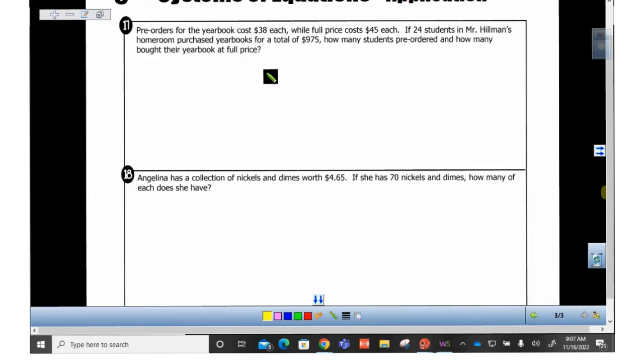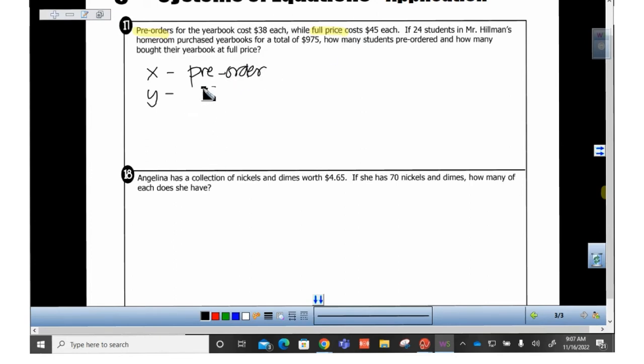Okay, so we need to define our variables and represent them with X and Y. The variables are the pre-order and full price yearbooks, so we're going to use X and Y. X represents the pre-orders. We follow the order of appearance. Since pre-order appears first in the question, that is our X, and the full price will be our Y. Okay. Now from here, let's write our equation.